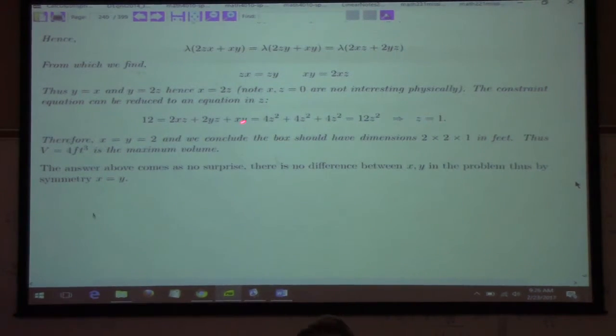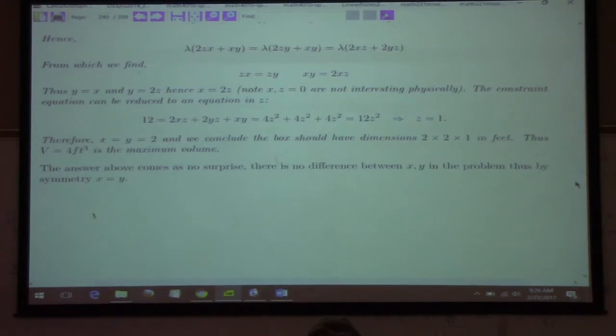12 equals this, but I learned that y is equal to x and that y is equal to 2z. So let's see here, what am I going to keep? I guess I'll keep my z. 4z squared, 12z squared. So 12z squared is equal to 12, which means z is equal to 1. And then once I know that z is equal to 1, that makes y equal to 2 and x equal to 2.